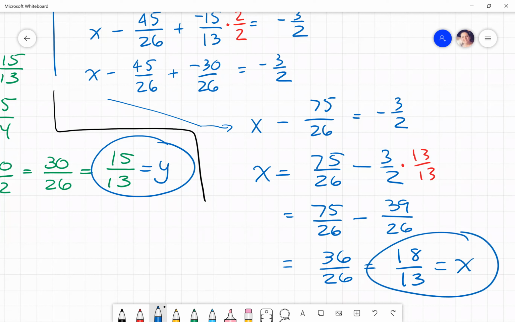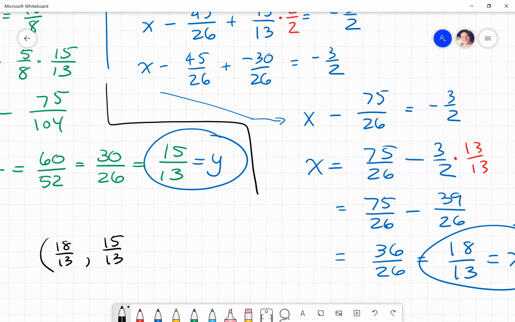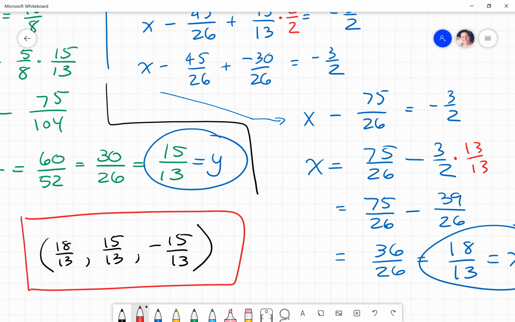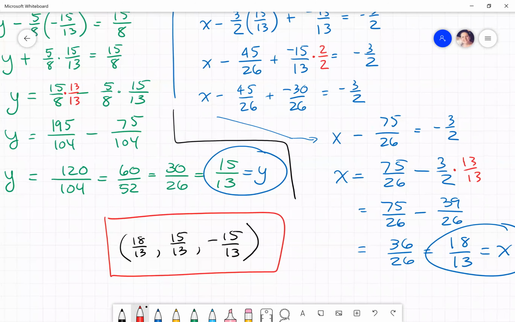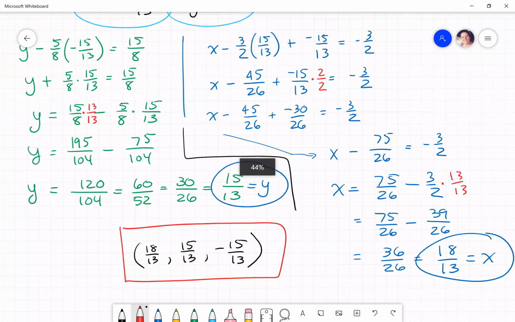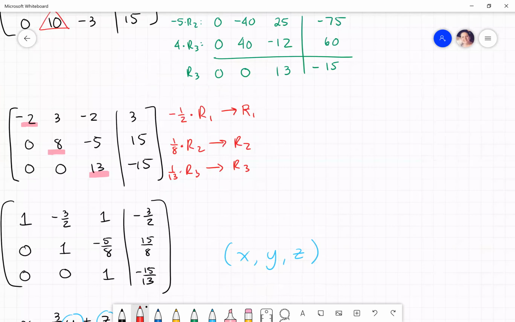That's it right there. So let's see, can I write it right here? The solution is the x was 18/13. The y was 15/13. And the z was negative 15/13, if you remember. Ooh, isn't that a lovely solution? So let me see if I can kind of just scroll through from the beginning. Ooh, look at all this work we did.